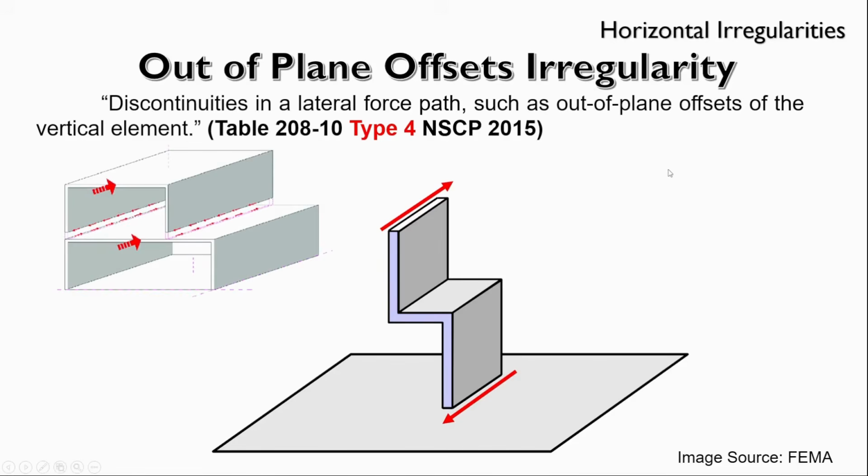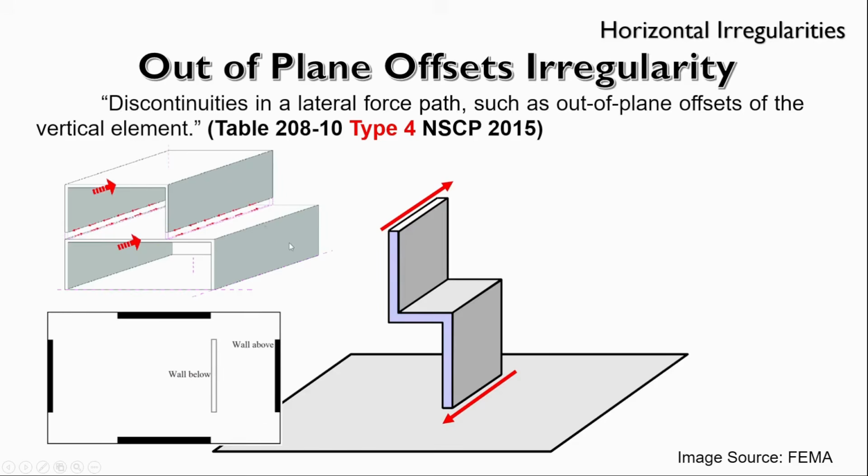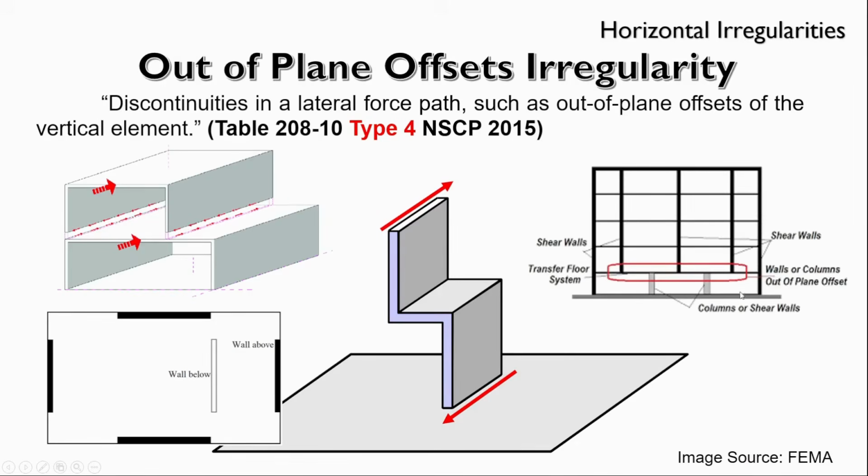We can have another example, this one. So we have the vertical offset. The difference between the vertical and the horizontal out-of-plane offset is the load path of the force. We can see here the wall above is here and we have a wall below here, that is also an out-of-plane offset. So from the word out-of-plane, we can also have this one. It's just about an offset.